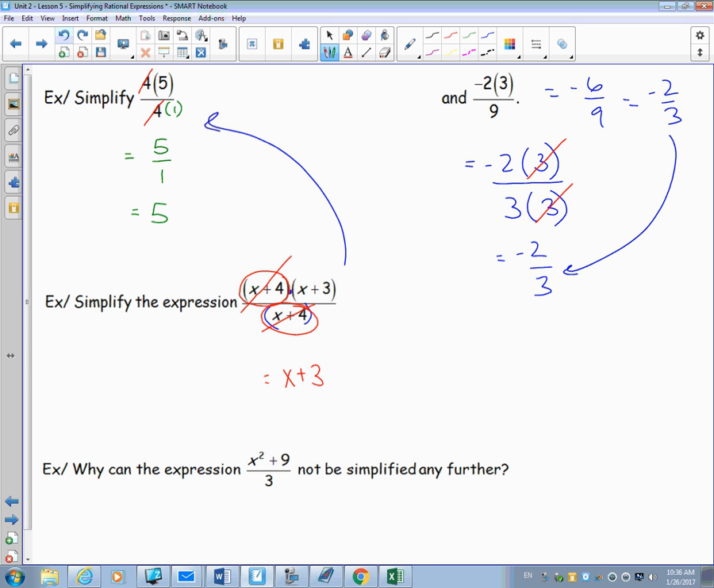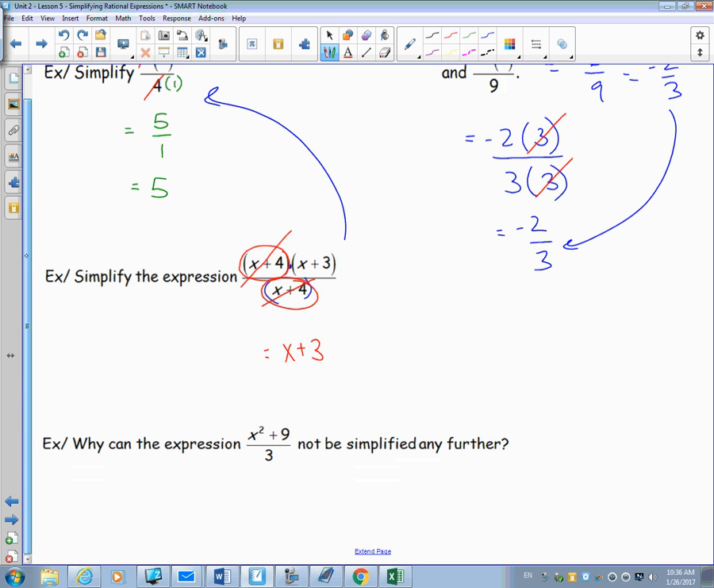And that's the big idea. We're not doing parts, we're doing entire expressions, and they have to be multiplying. And the common mistake is people start canceling parts, so just be careful. With that in mind, let's look at the next one.